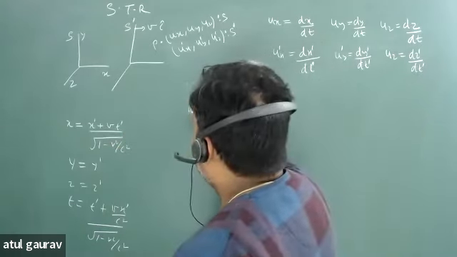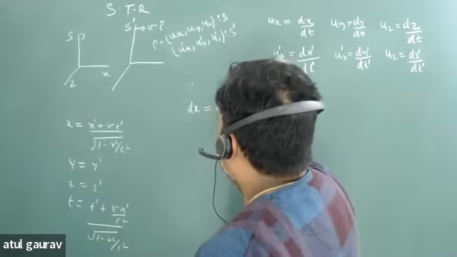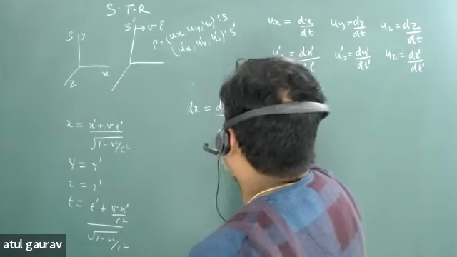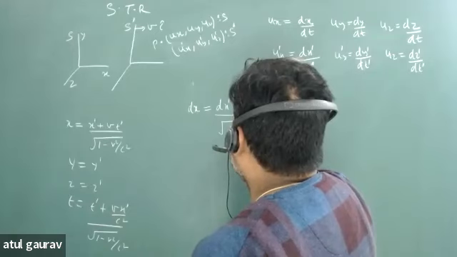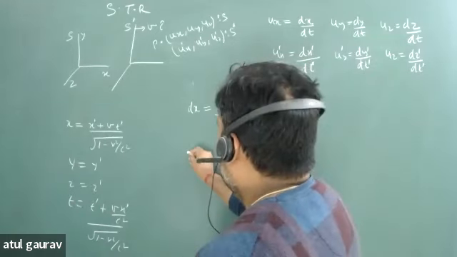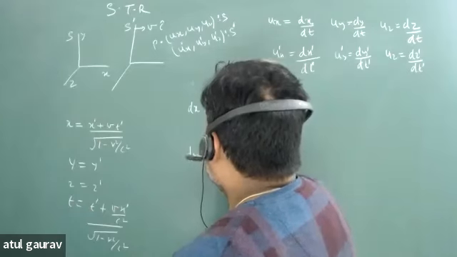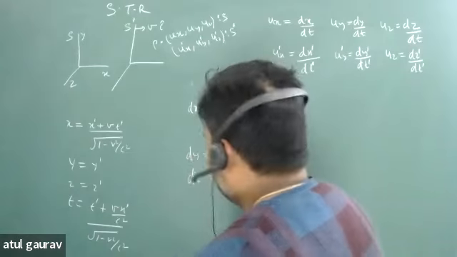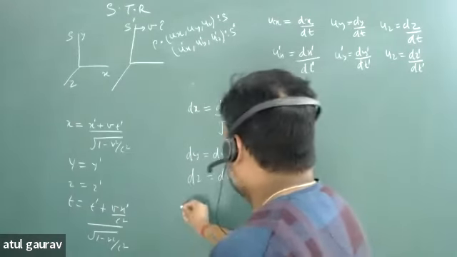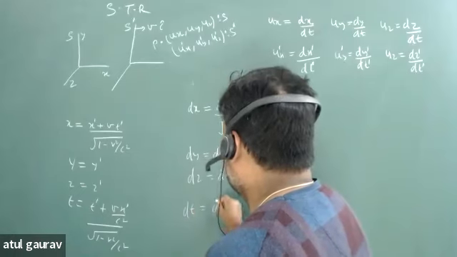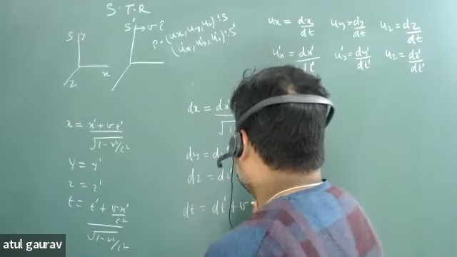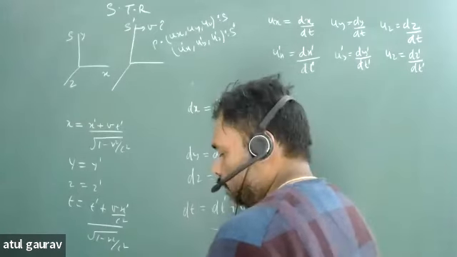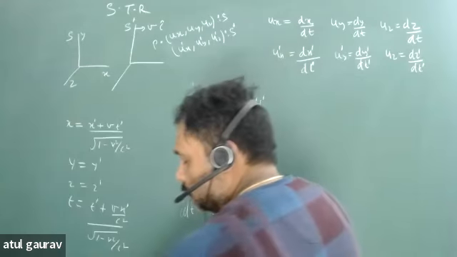So what we have is dx is equal to dx dash plus V dt dash upon root under 1 minus V square upon C square. You have dy is equal to dy dash. You have dz is equal to dz dash. And similarly, we have dt is equal to dt dash plus V dx dash upon C square, upon root under 1 minus V square upon C square.